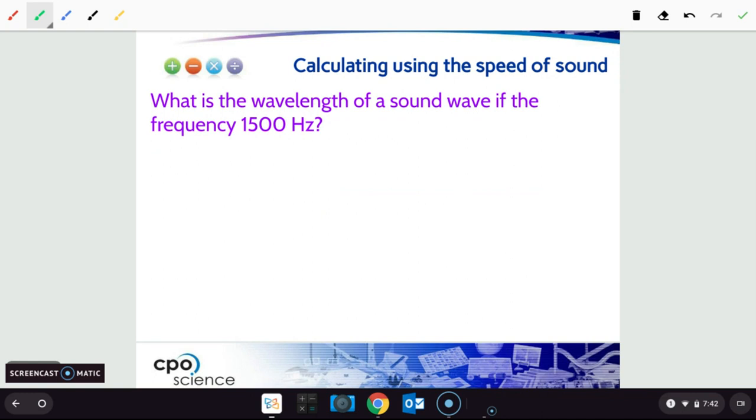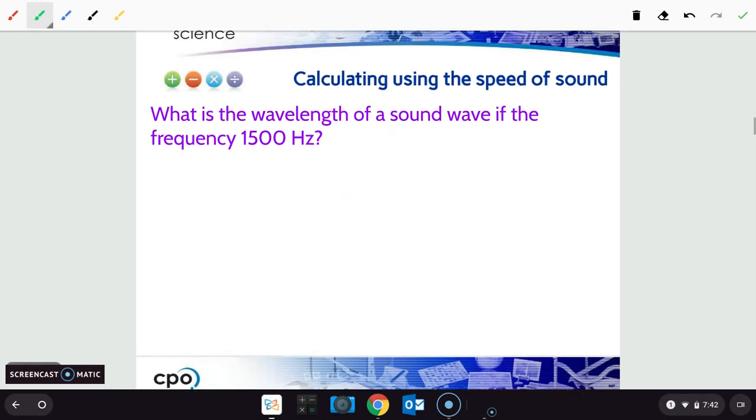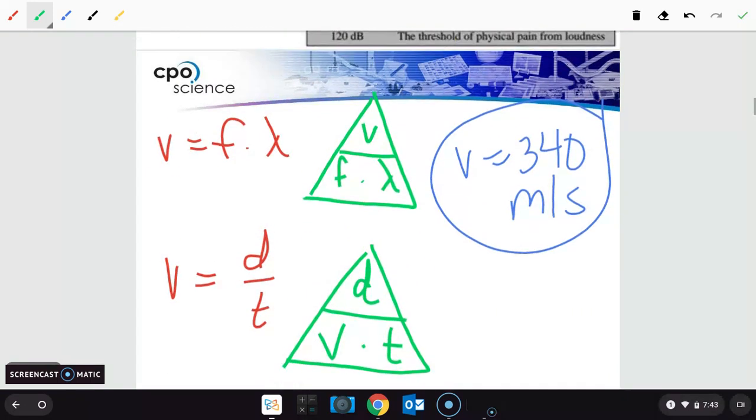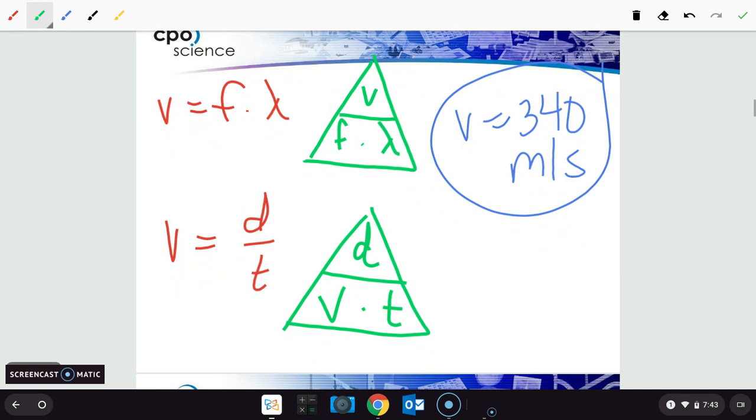This would be one example of using the first equation. It says, what is the wavelength of a sound? So I'm asking you for the wavelength if the frequency is 1500 hertz. So this is frequency. And the question often comes up, how do I know which equation to use? Well, this one is giving you a frequency. So I have to use the equation that shows frequency. So I will be using the top equation.